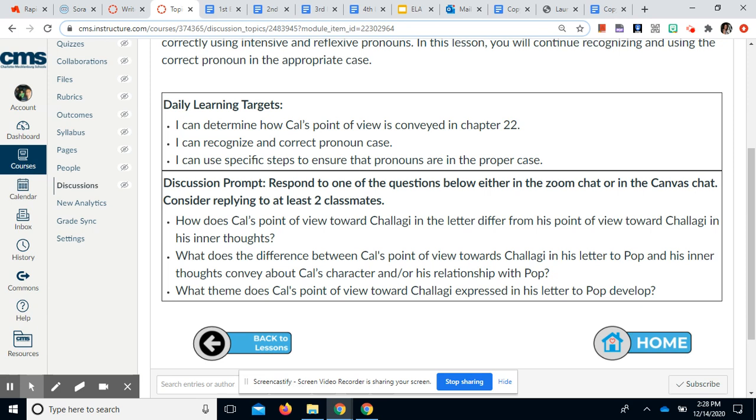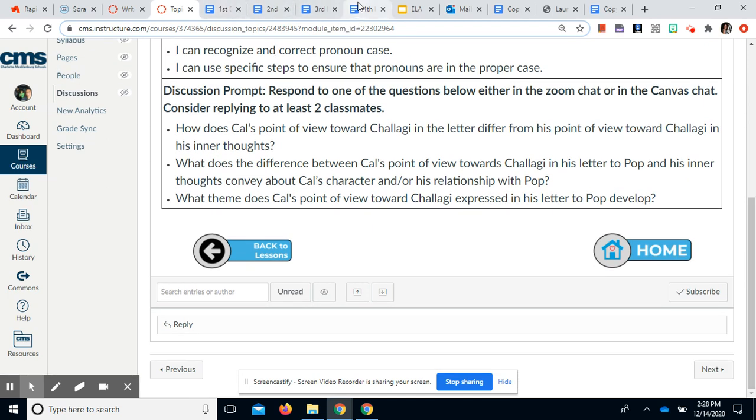Our discussion prompt today was talking about how Cal's point of view towards Shilagi and the letter that he wrote to Pop in chapter 22 differed from the point of view that we got through his inner thoughts. And we discussed the difference and why there was a difference. We identified that Cal gave Pop a more positive view towards Shilagi and his experiences than what we got from Cal's inner thoughts. And we determined that meant that Cal was empathetic toward Pop and not wanting to burden and worry him with concerns about Cal, and that they have a great relationship.